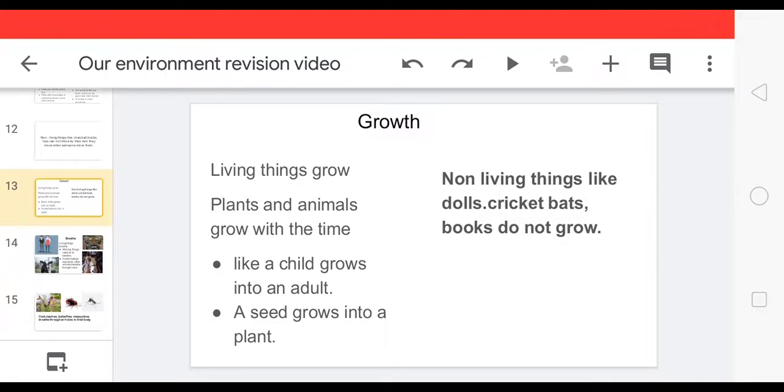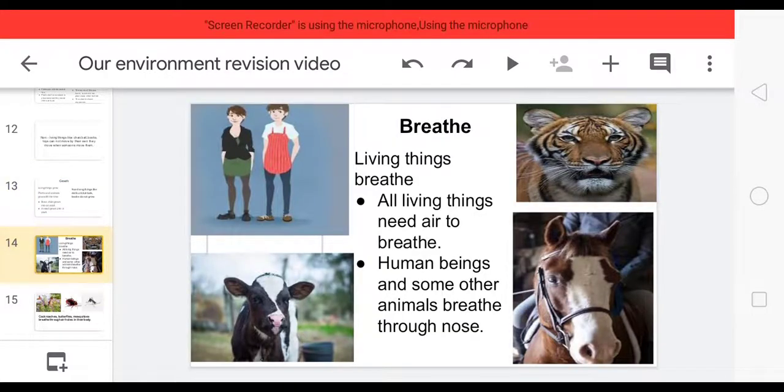Okay, next is breathing. All living things need air to breathe. Different animals have different organs to breathe. Human beings breathe through their nose, and other animals like cow, horse, and tiger also breathe through their nose. And for breathing, air is necessary.